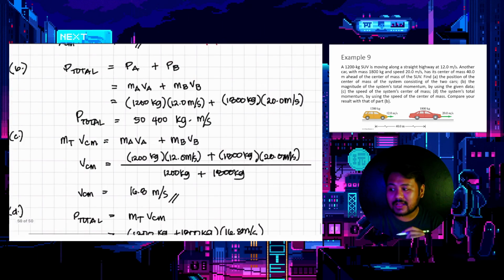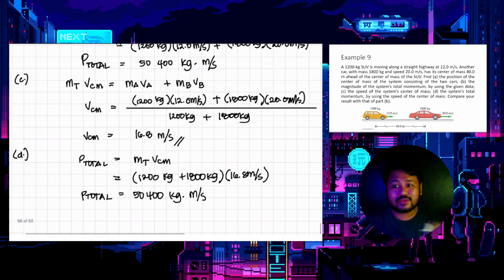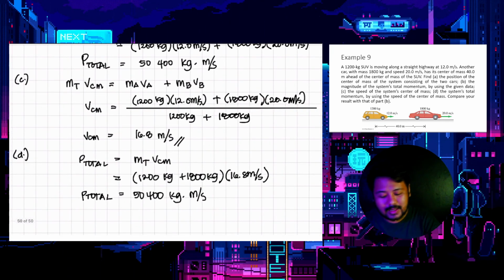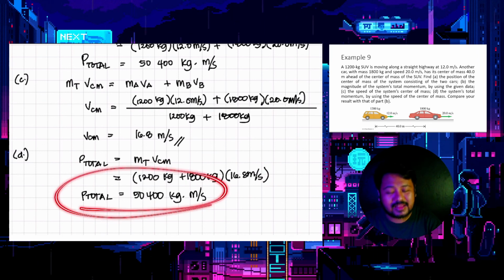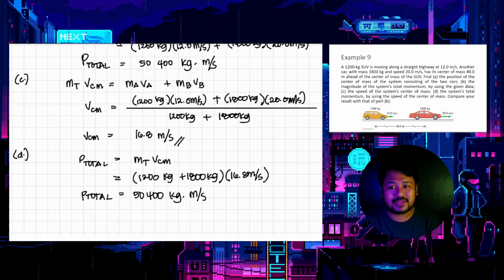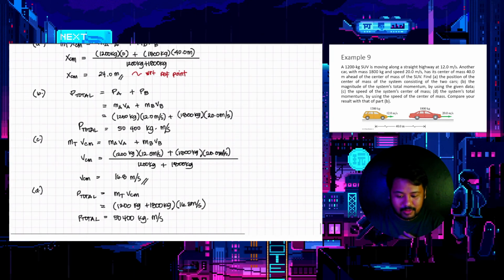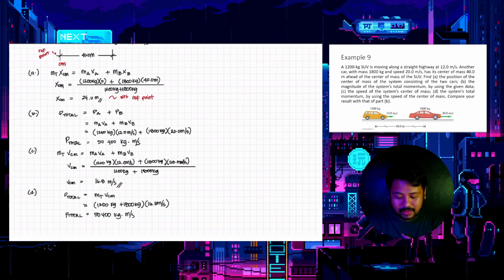And lastly, for letter D, the total momentum using the speed of the center of mass. So that is mt VCM, which is 1,200 plus 1,800 times 16.8. It will give us 50,400 kilogram meters per second. So our answer for letter D is actually the same as our answer for letter B.